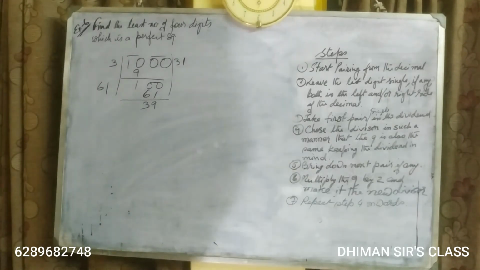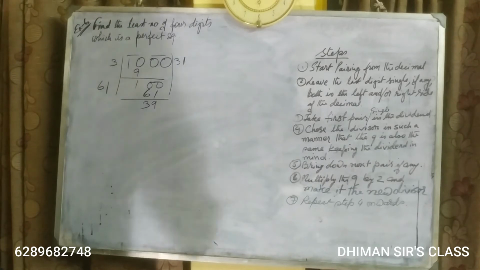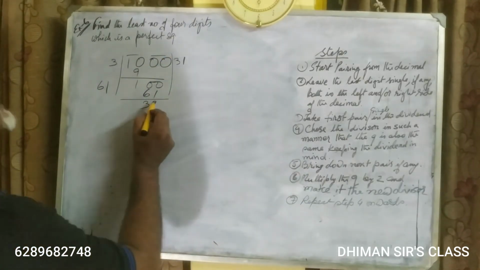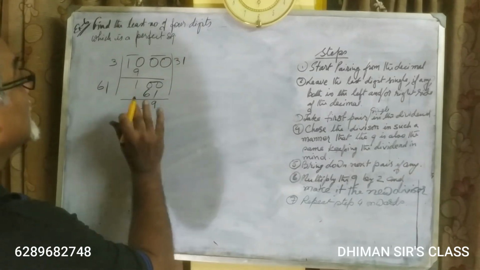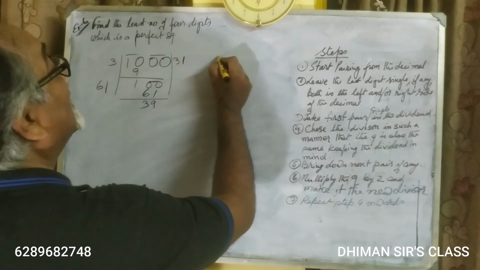Now, whenever we are going to do addition, in that case, what happens? We have to do the second step. See, it is the end. There is nothing else to be brought down. So 39 is the remainder. Let us move on to the next.